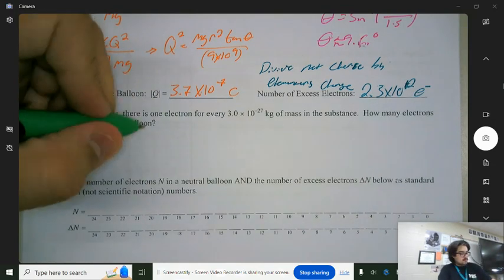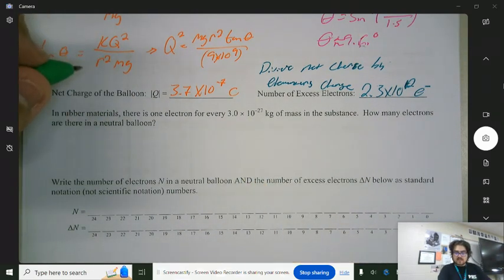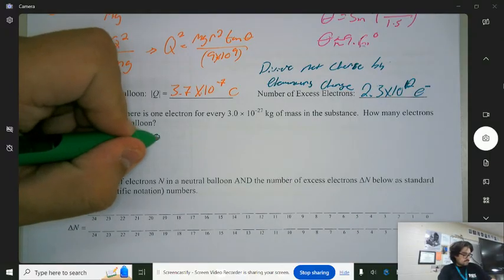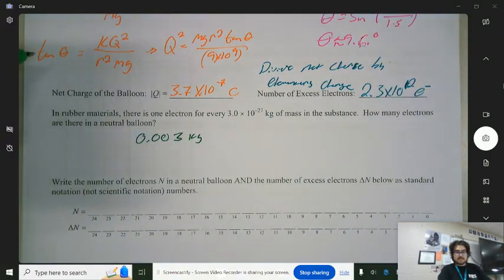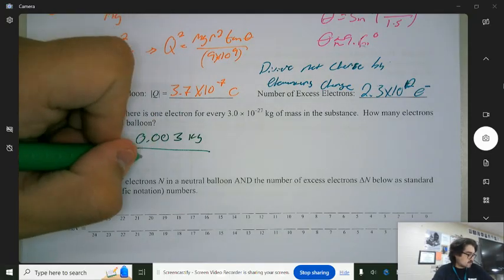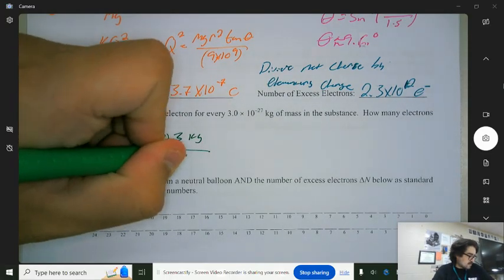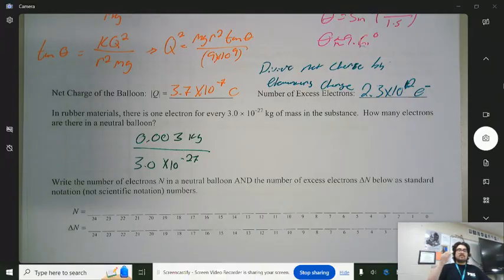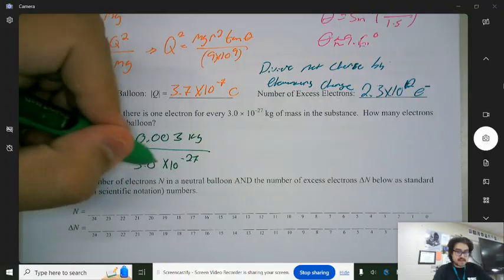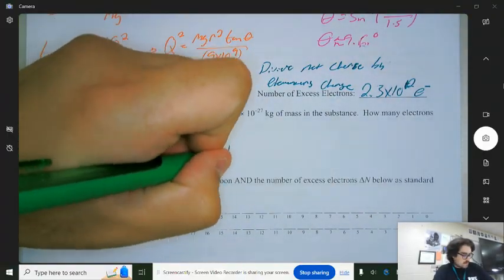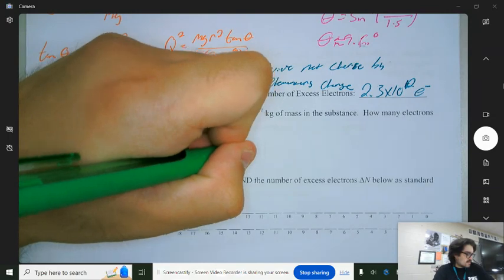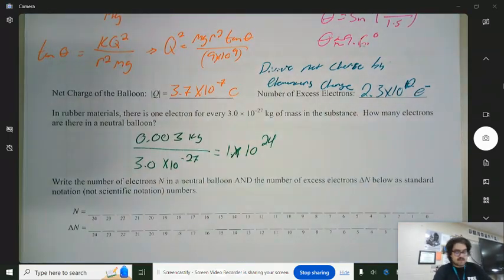So you would take the total mass of the balloon, which I think we're given as 0.003, divided by the mass per electron, so 3.0 times 10 to the negative 27th. Because if there's 1 electron every 3.0 times 10 to the negative 27th, you just divide 0.003 to figure out how many times this fits into that. You should end up getting about 1 times 10 to the 24th electrons. So it's a lot of electrons.